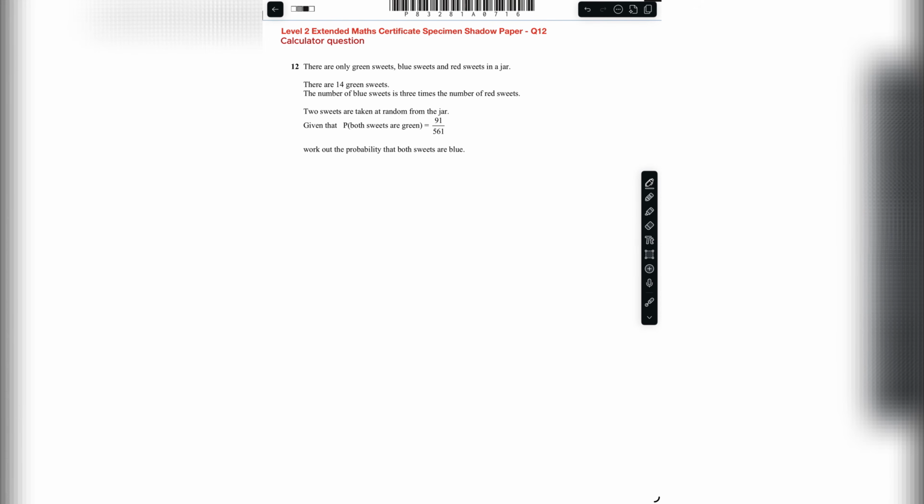In the next question, we are told that there are only green sweets, blue sweets, and red sweets in a jar. There are 14 green sweets. The number of blue sweets is 3 times the number of red sweets. 2 sweets are taken at random from the jar. Given that the probability that both sweets are green equals 91 over 561, work out the probability that both sweets are blue.